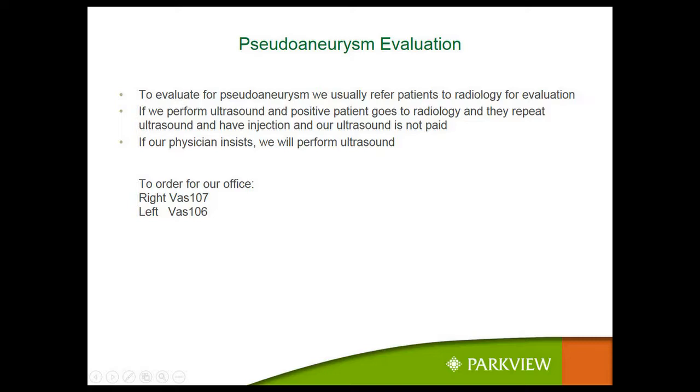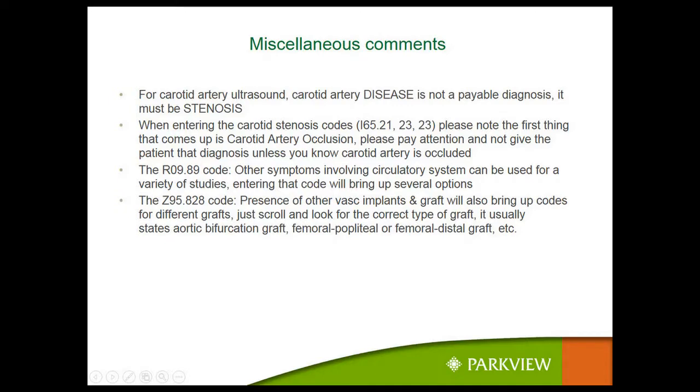And that is ordered right VAS 107 or VAS left 106. And we don't do a full leg. We're just basically evaluating for a pseudoaneurysm, and it's done without an ABI. So those two are the two codes that are without ABI.